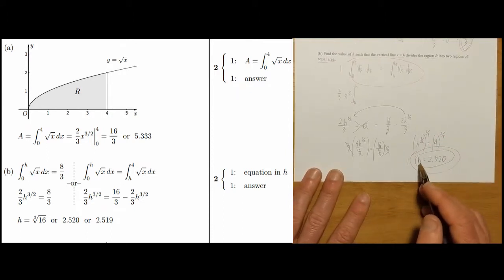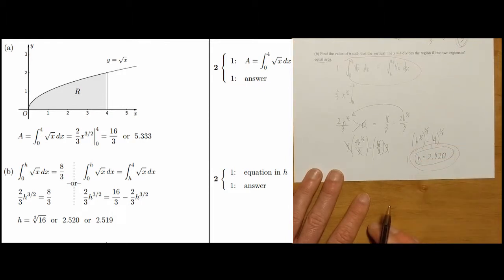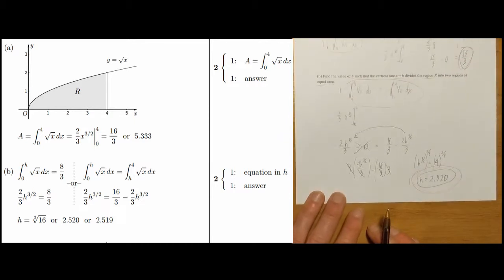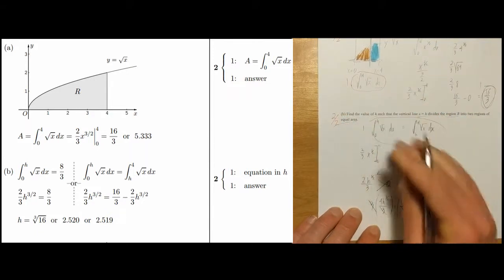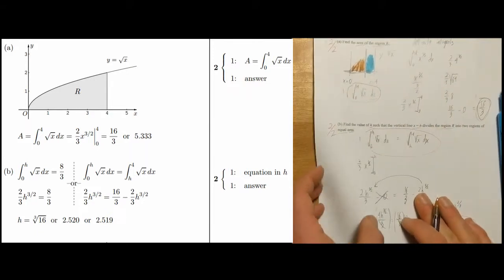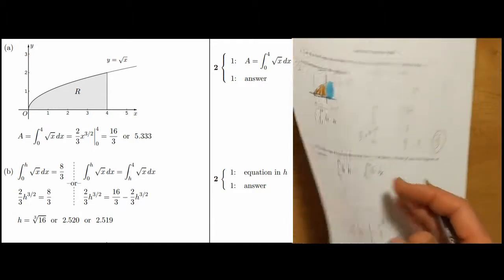It's worth noting that h equals 2.519 was also considered an acceptable answer. But yeah, you usually want to use 3 decimal places. That's a very good habit to get into. But either way, we can give ourselves 2 out of 2 this time. Now let's have a look at the back.